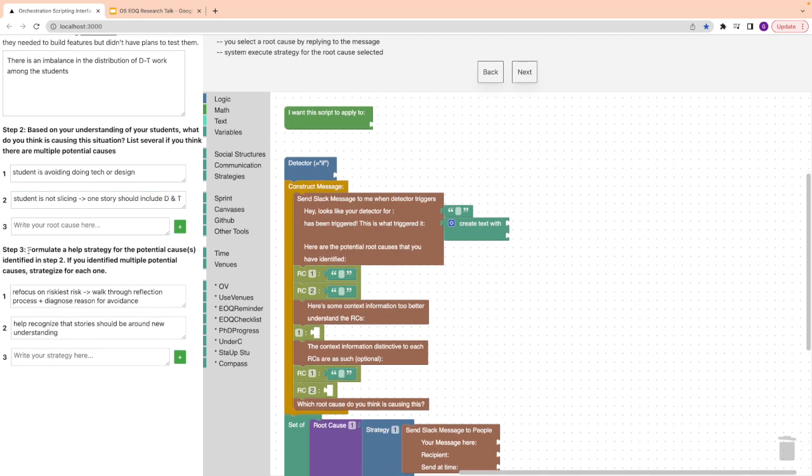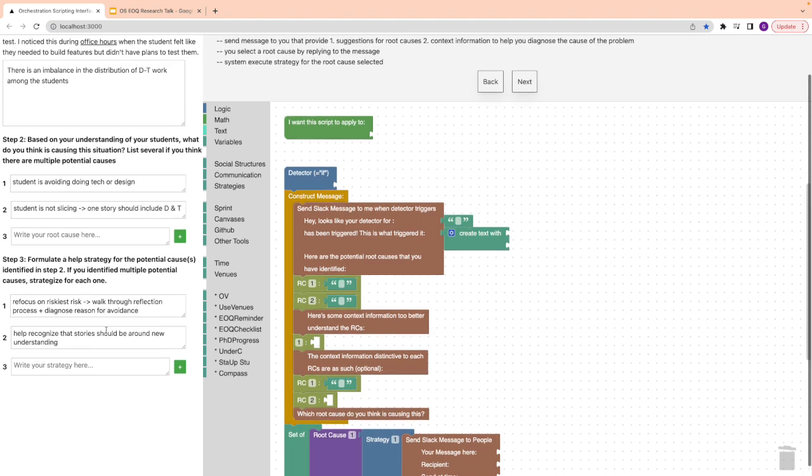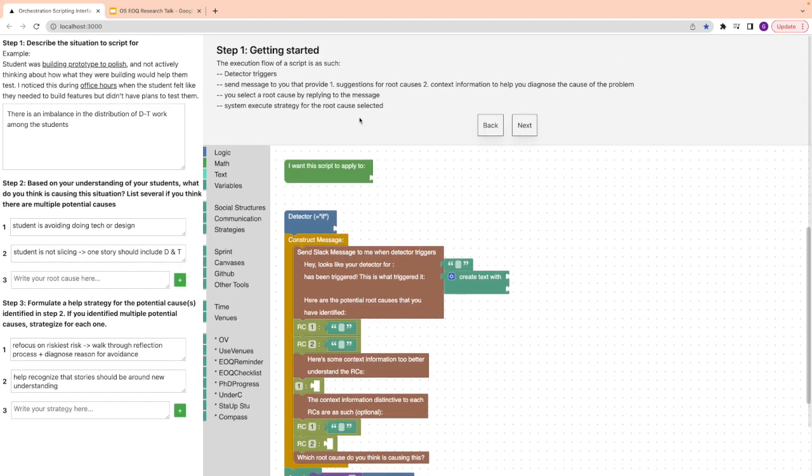And then in step 3, the mentor is asked to formulate a help strategy for the potential causes identified in step 2. So if the student is avoiding doing tech or design, the mentor would want them to refocus on the riskiest risk, walk through a reflection process, and diagnose reasons for avoidance. If a student is not slicing, then the mentor would help the student recognize the stories should be around a new understanding instead of around design or tech categories.